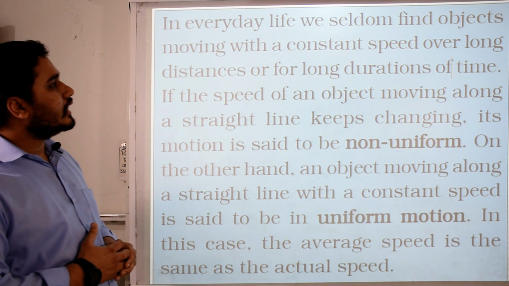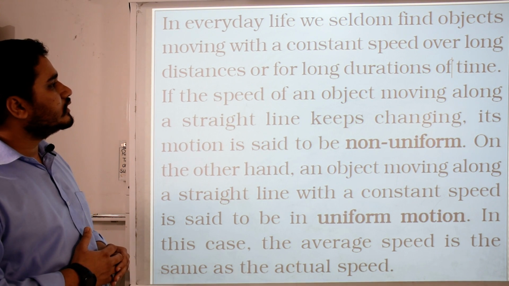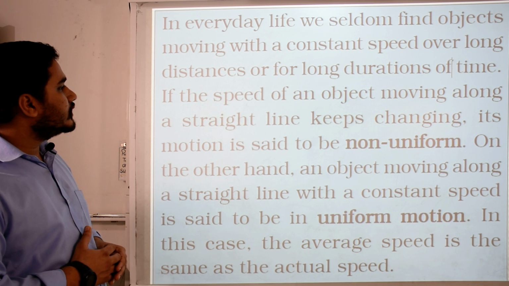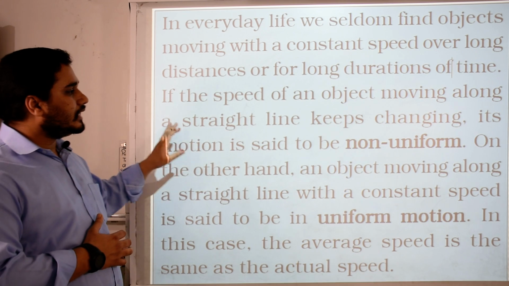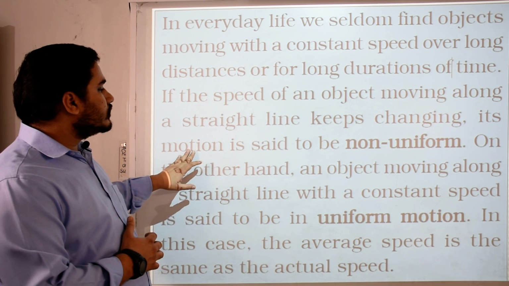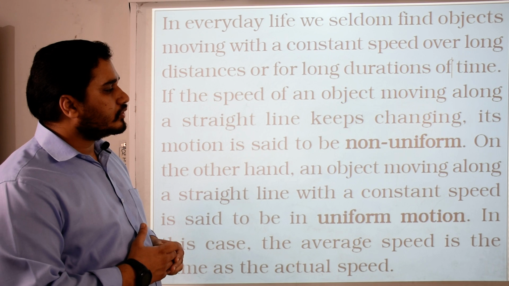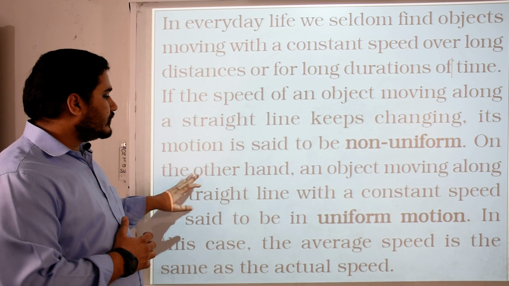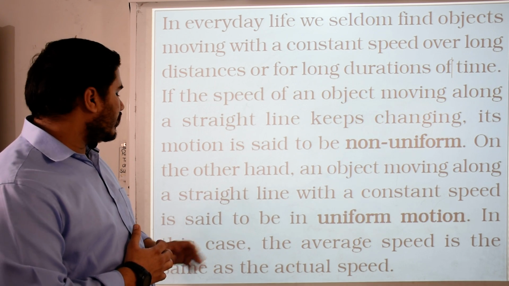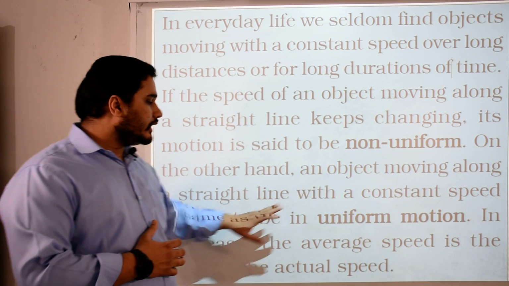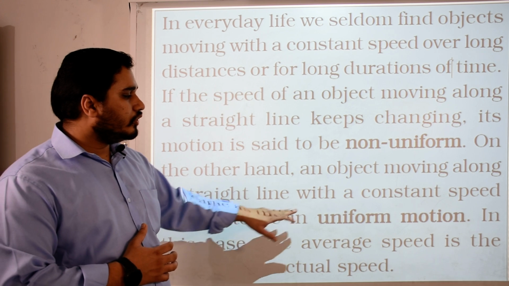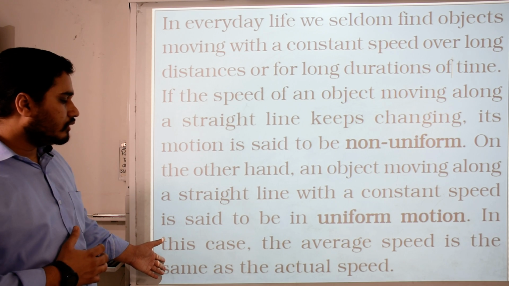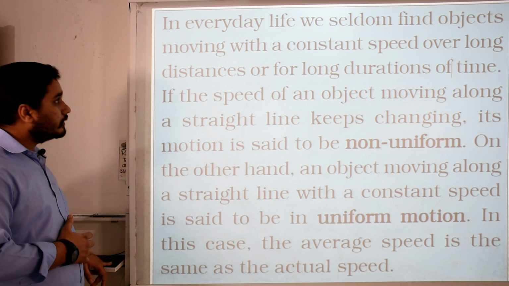In everyday life, we seldom find objects moving with a constant speed over long distances for long durations of time. If the speed of an object moving along a straight line keeps changing, its motion is said to be a non-uniform motion. Mention the definition of non-uniform motion in your notebook. On the other hand, an object moving along a straight line with a constant speed is said to be in uniform motion. In this case, the average speed of the object is the same as the actual speed.